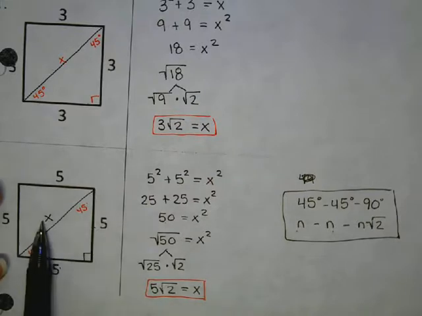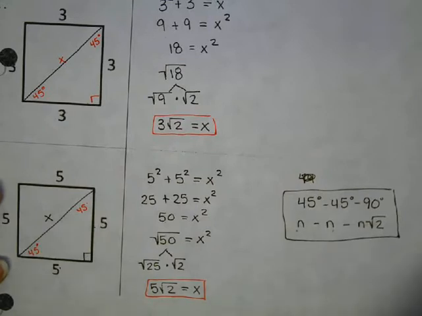It follows the same pattern all the time. That's why it's called a special right triangle. Okay, let's look at the next one.